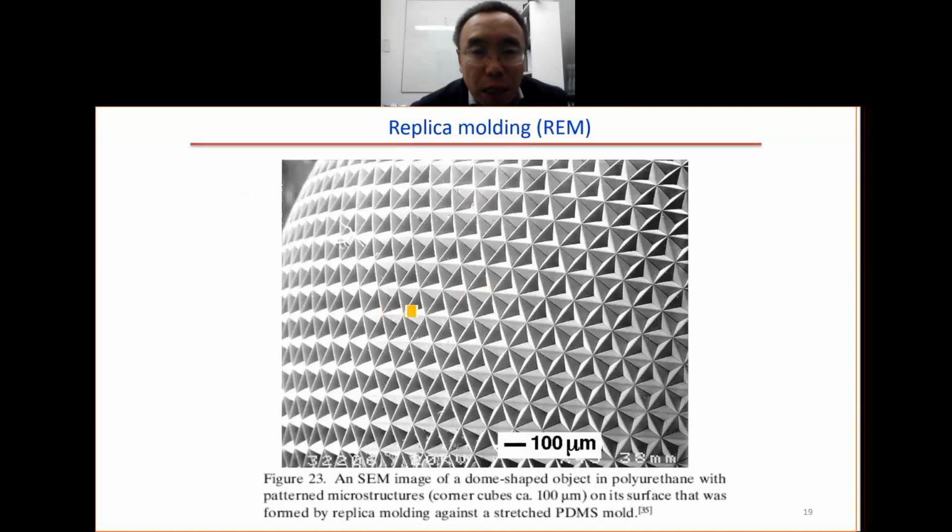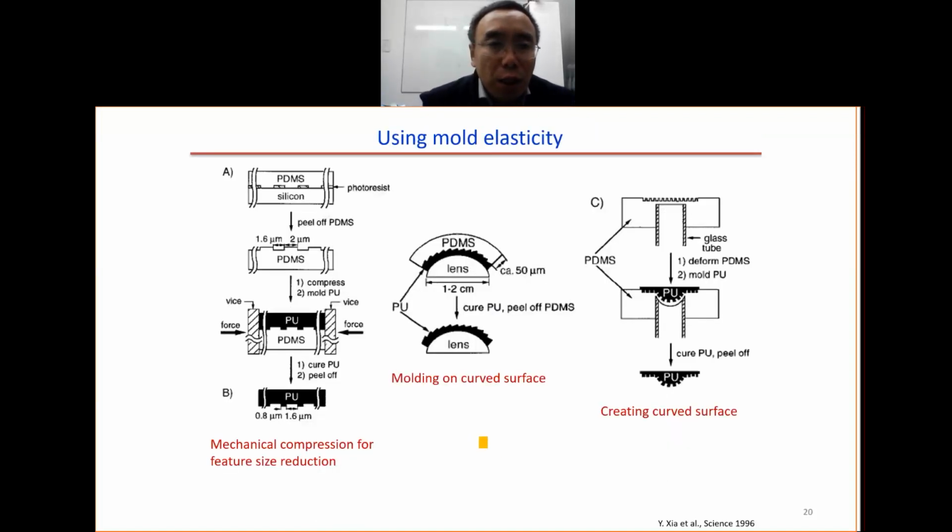This is another example using this replica molding. The material is also polyurethane, the same material. This is also a kind of glue material. So we can play some tricks to make the replica molding.